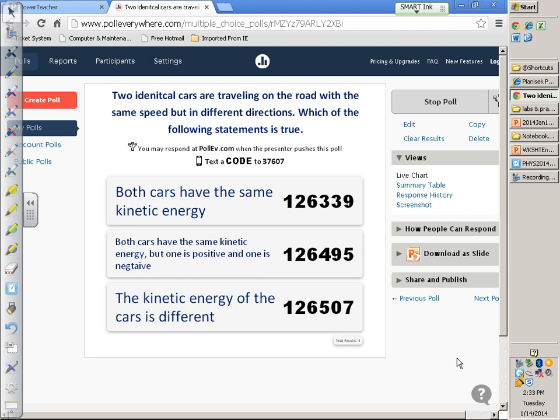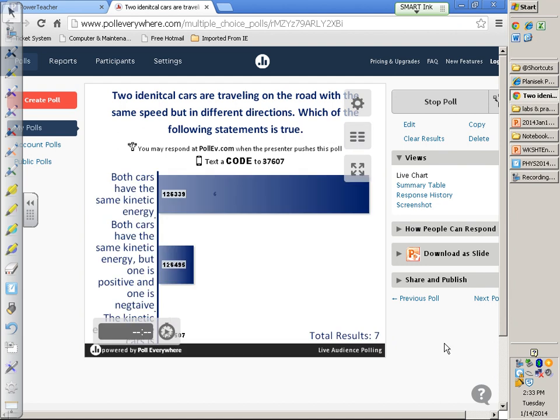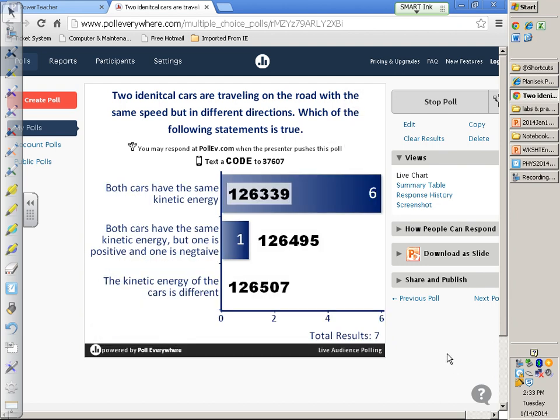Which of the following statements is true? Same kinetic energy, but one's positive and one's negative, or kinetic energy is different. All right, the correct answer to this question is both cars have the same kinetic energy. Ashley, go ahead. I answered A, but is it possible for kinetic energy to be negative?